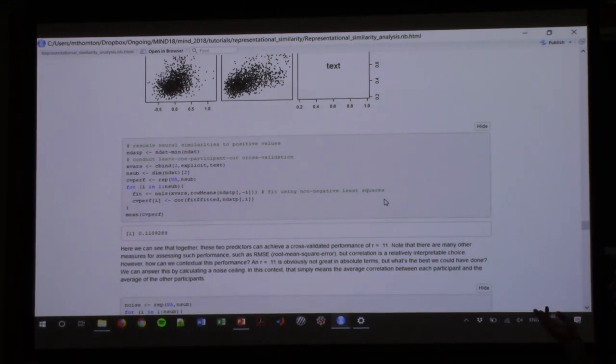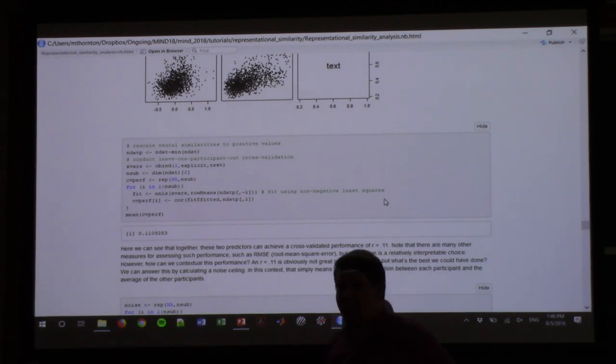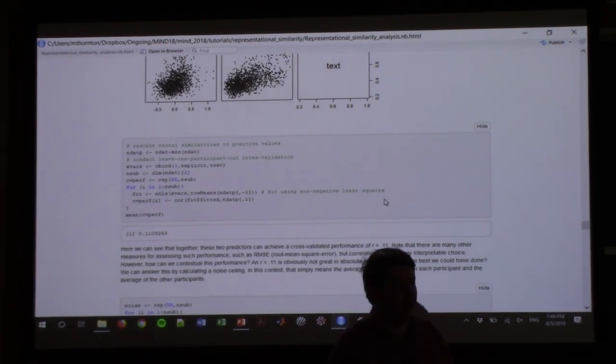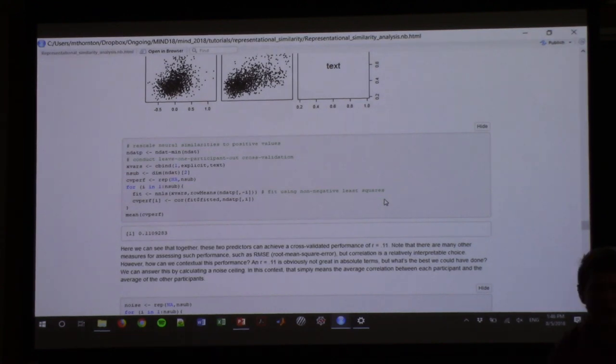And we can also assess this using other metrics. So you could do things like RMSE or any sort of error measure. However, now we're left with a similar question to what we were before. We have this correlation of 0.11. That seems like not a very great correlation. But how well could we have done? And we can assess that using a noise ceiling.